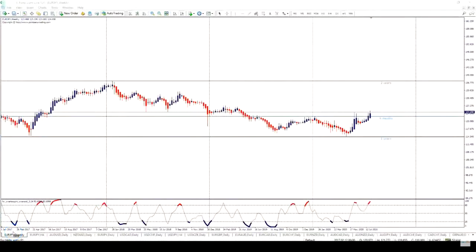Alrighty, so let's go ahead and take a look at the weekly time frame and discuss why the weekly time frame is so important for all traders.